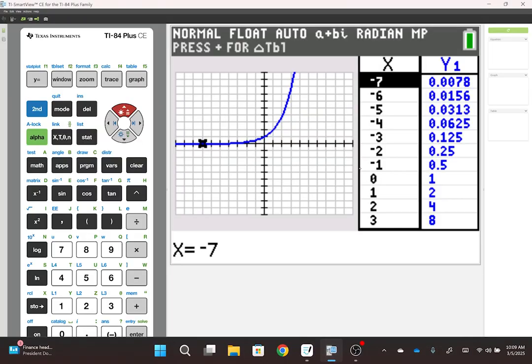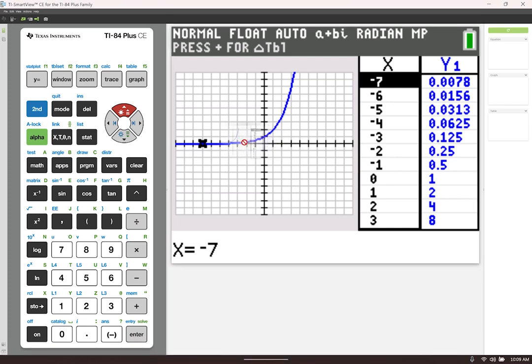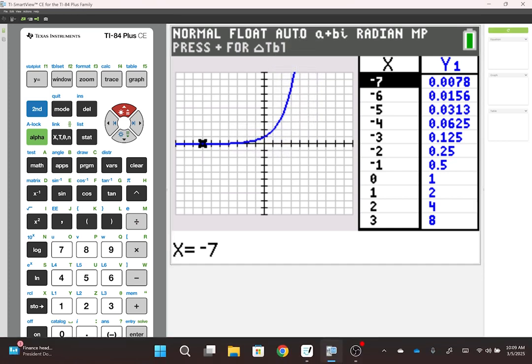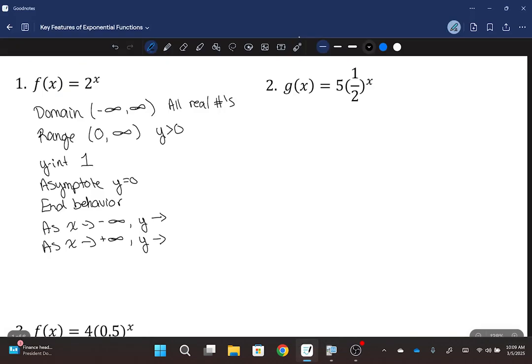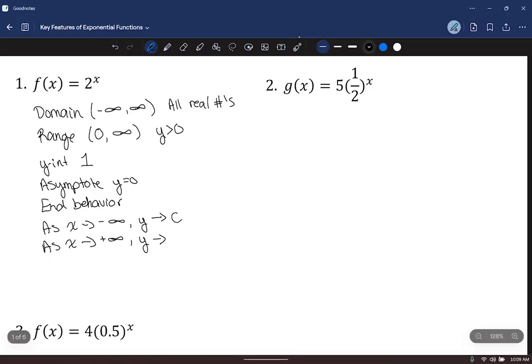So if you look, as my x's are getting more and more negative, my y values are getting closer and closer and closer to 0. That's because I have an asymptote right there. So as x approaches negative infinity, y approaches 0. On the right side, as my x's get bigger and bigger, my y values are also getting bigger and bigger and bigger. So it is approaching positive infinity. So left side, we're approaching 0. Right side, we're approaching positive infinity.